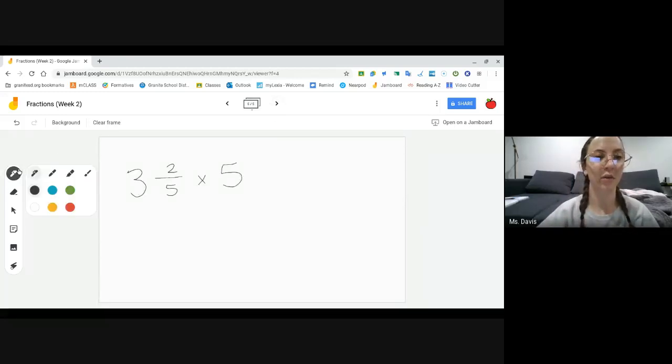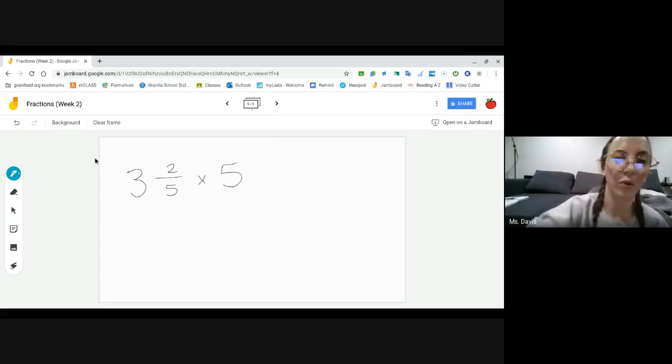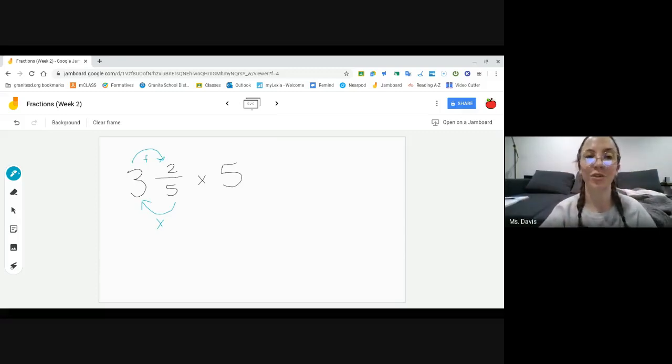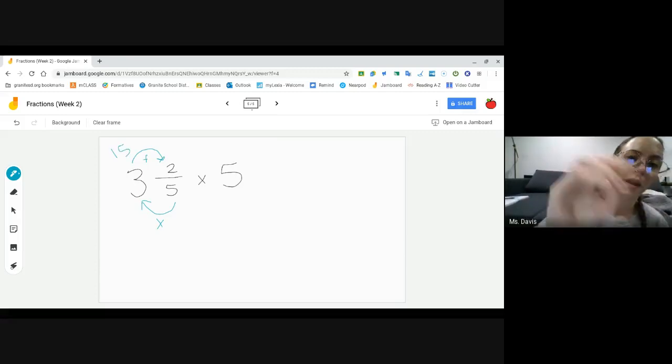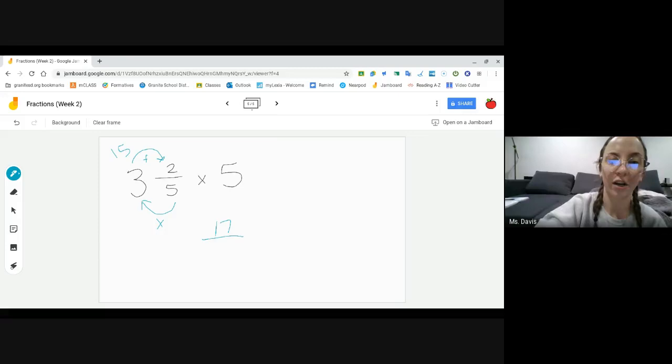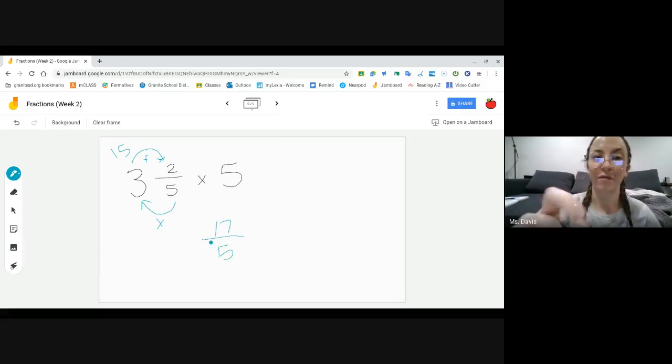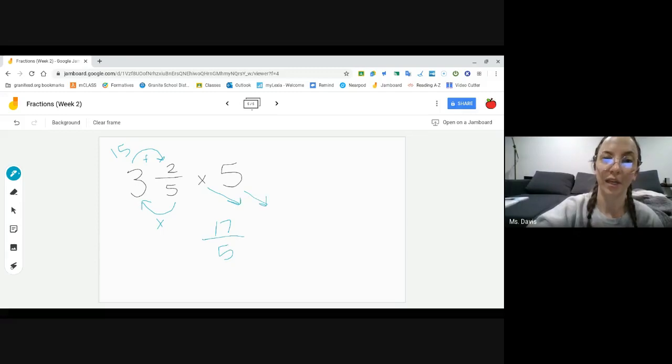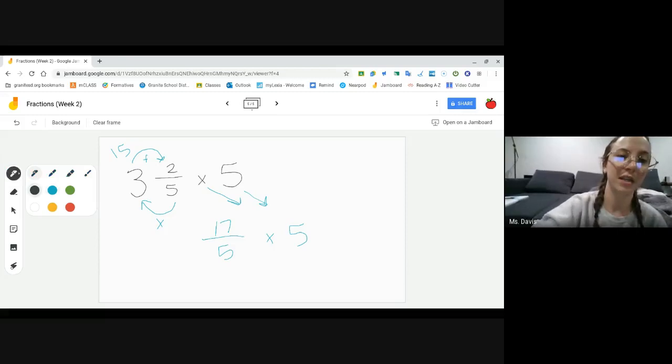Same steps to begin with. I'm going to change my mixed number to an improper fraction so that I can multiply with it. Multiply on the bottom and add on top. I have 5 times 3, that equals 15. And then I need to add 2 more, which equals 17. So I'm going to have 17 as my numerator, 5 as my denominator, which equals 17/5 as my improper fraction. And then I need to multiply it by 5. I'm just dragging down the multiplication sign and the 5. And then I have a number sentence that I can complete.